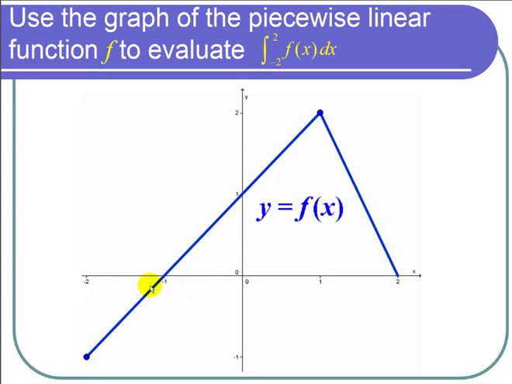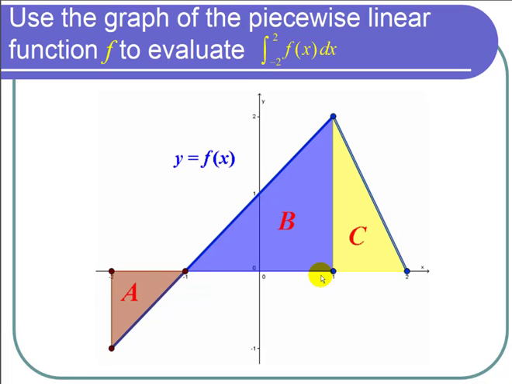And we notice that the function dips below the x-axis to the left of -1. It stays above the x-axis to the right, but it is piecewise linear. In other words, it's not differentiable at x equals 1. So I'm going to break this graph into 3 pieces. And we could think of the region A as the part that dips below the axis.